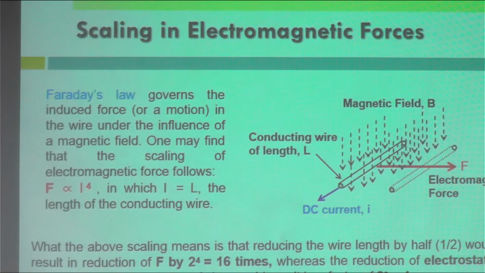So this is the reason why electromagnetic forces are not commonly used in MEMS and microsystems as the preferred actuation. Because when we reduce the size, the force becomes too low and it is not that applicable in terms of making the actuation happen.